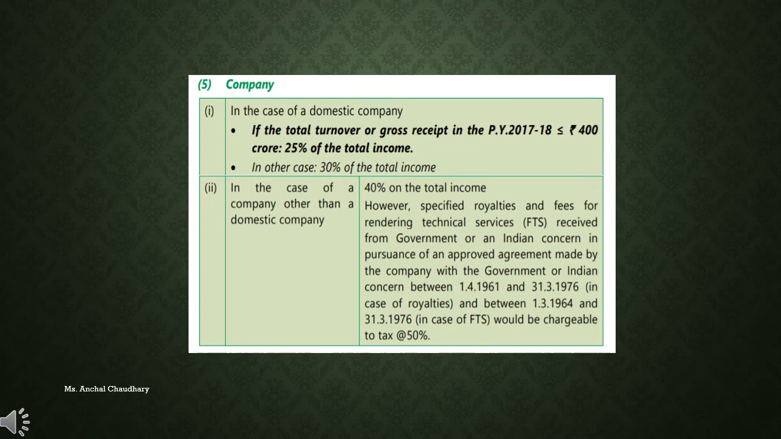In case of a company, the tax rates will be as follows. When the company is a domestic company, then if the total turnover or gross receipt of the company is equal to or less than rupees 400 crore, then the tax rate will be 25% of total income. And when the total turnover and gross receipt is more than 400 crore, then the tax rate will be 30% of total income.